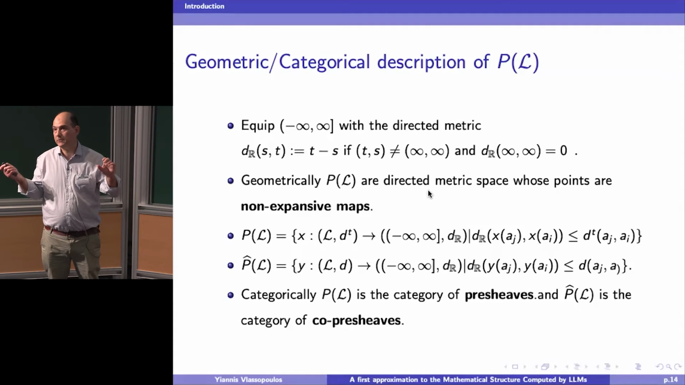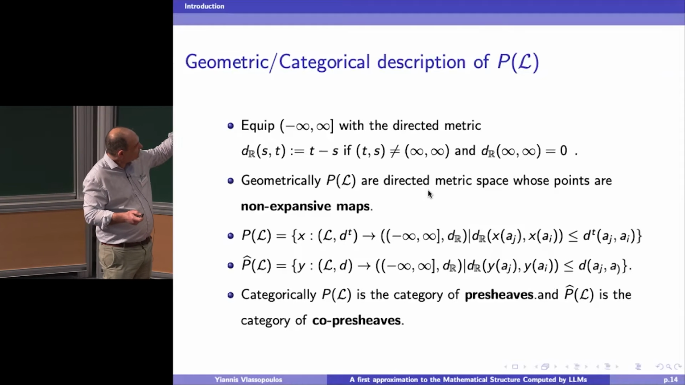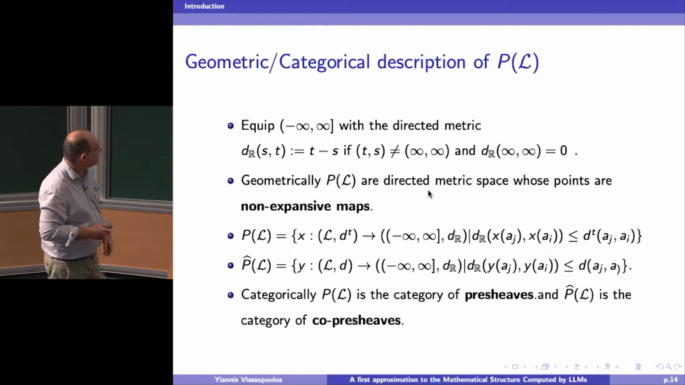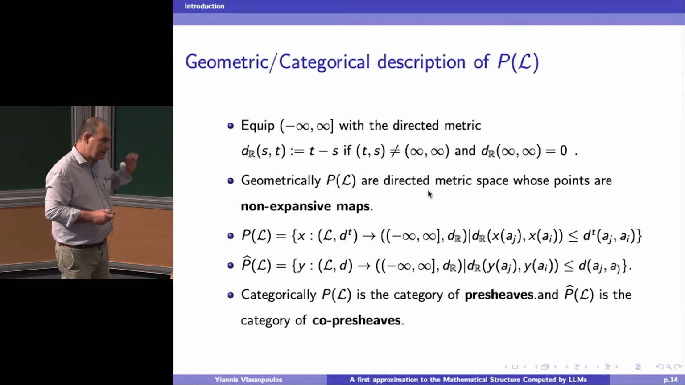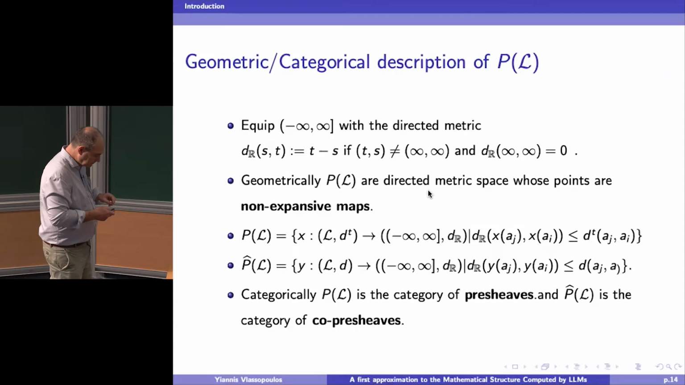The enriching category is over minus infinity, infinity; the category is L. If you check what the condition has to be for this to be a functor, you get precisely this. So metrically it is the space of non-expansive maps, and categorically it is the category of presheaves.